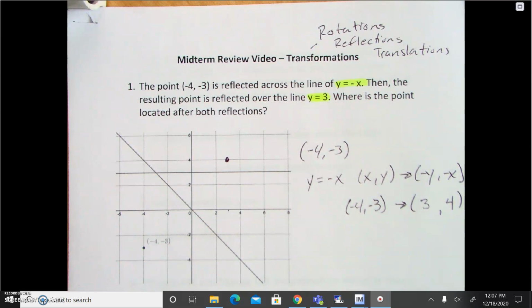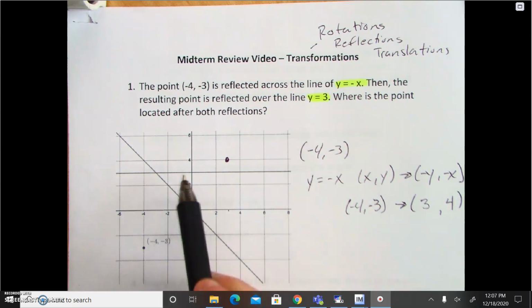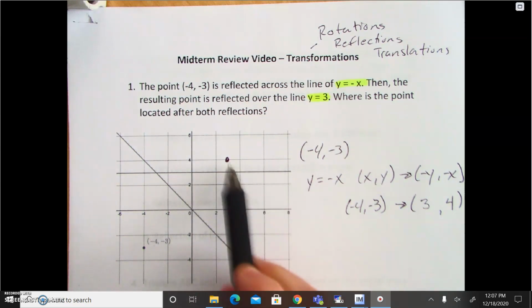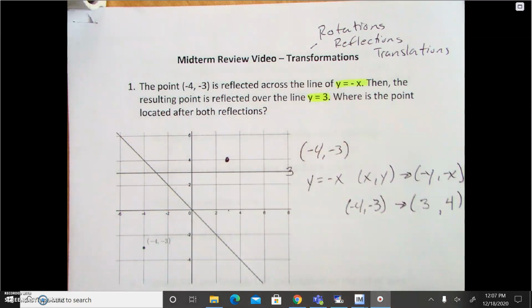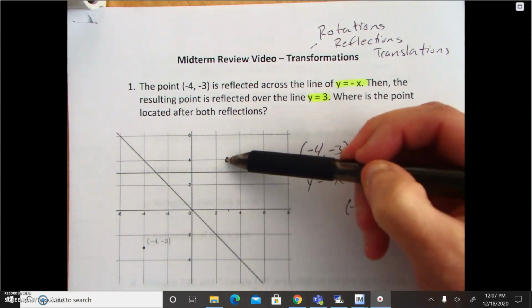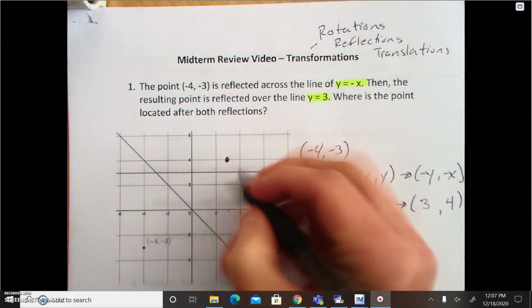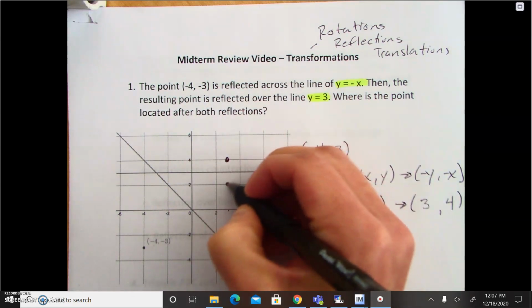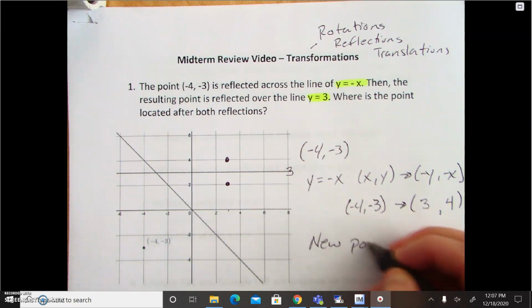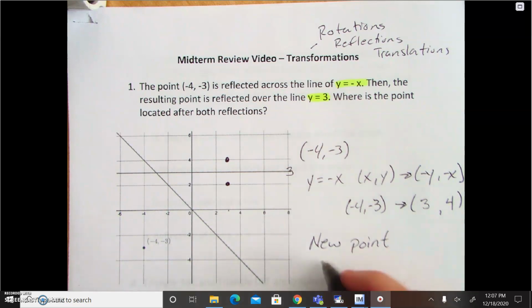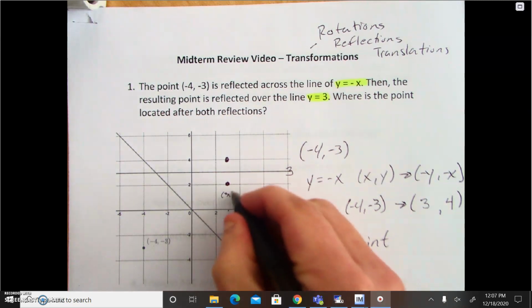But then I have to reflect it over the line y equals 3. So y equals 3 is here. It has to be equidistant, so it needs to come over. So this line is at 3. So I'm only 1 away. So if I reflect it across, it's just going to be right underneath, only 1 away. So my new point will be 3, 2, which is right here.